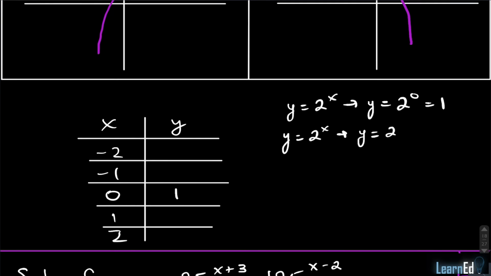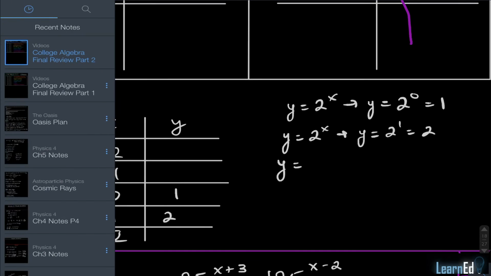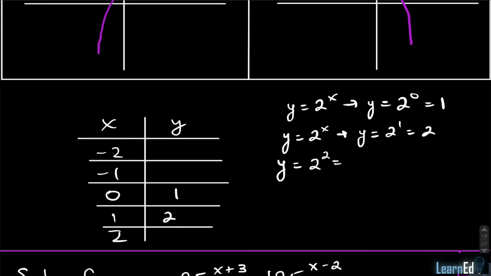Okay, so now we can plug in 1. We will get 2 to the 1, and that's 2. So that is going to go right there. Now let's plug in 2 for x, and that gives us 4.